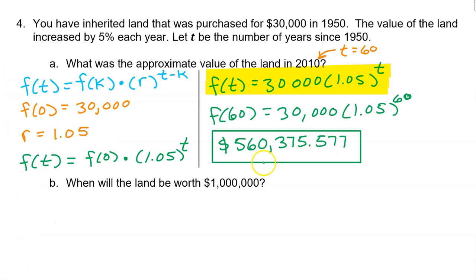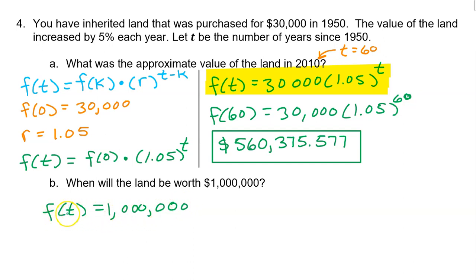In 2010, the land was worth $560,375.577. Part B. When will the land be worth $1 million? In other words, when will F at t equal 1 million? We can solve this equation easily using the graphing calculator.